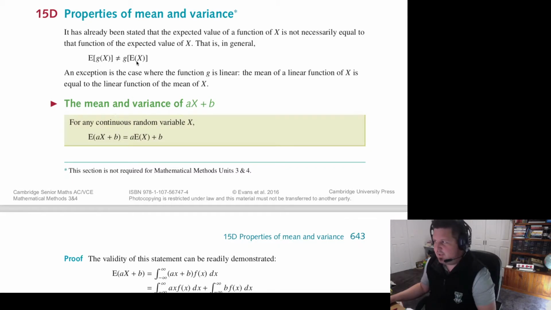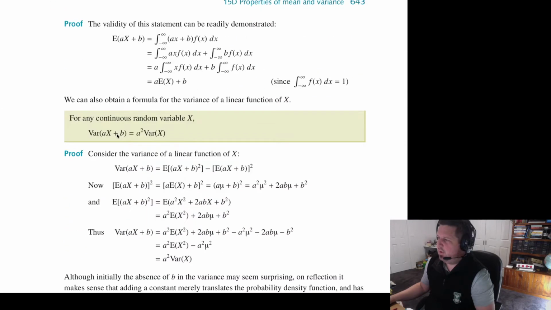However, there is an exception, and that exception is where the function is a linear function of x. In this particular case, there is an additional process we can use. For any continuous random variable x, the expected value of ax plus b, a linear function, is equal to a times the expected value of x plus b. Cool. That's an important one to note. I'd write that down in your notes.